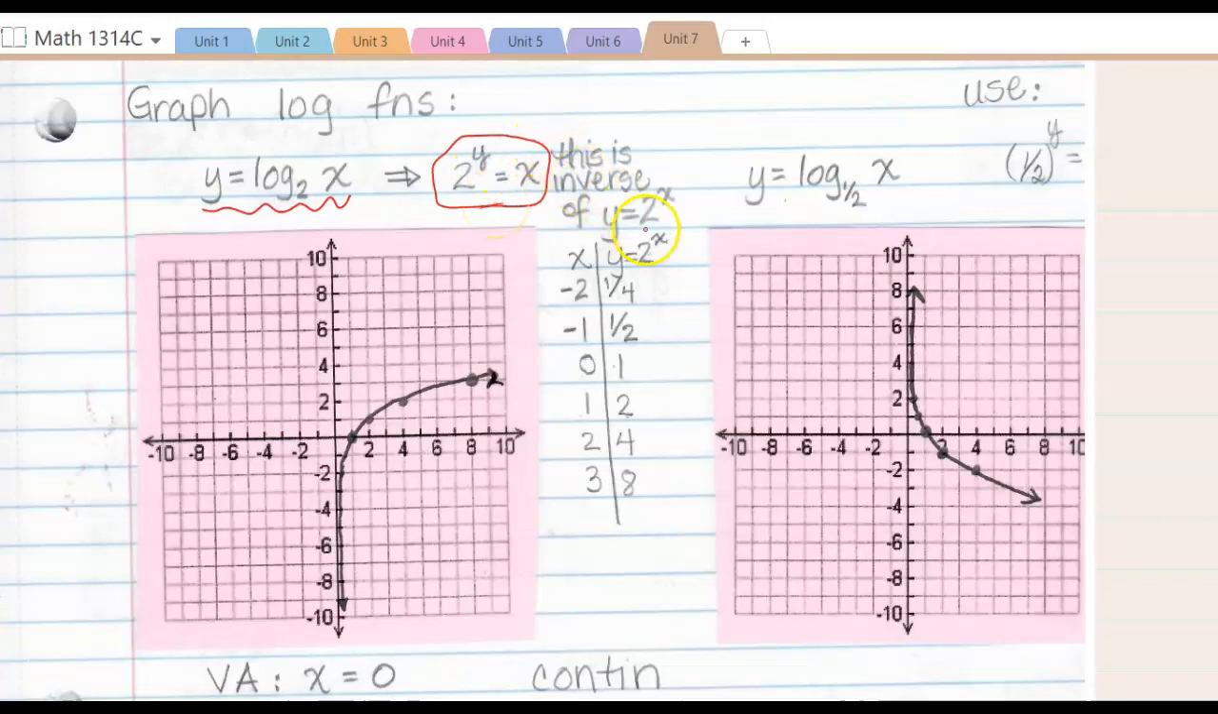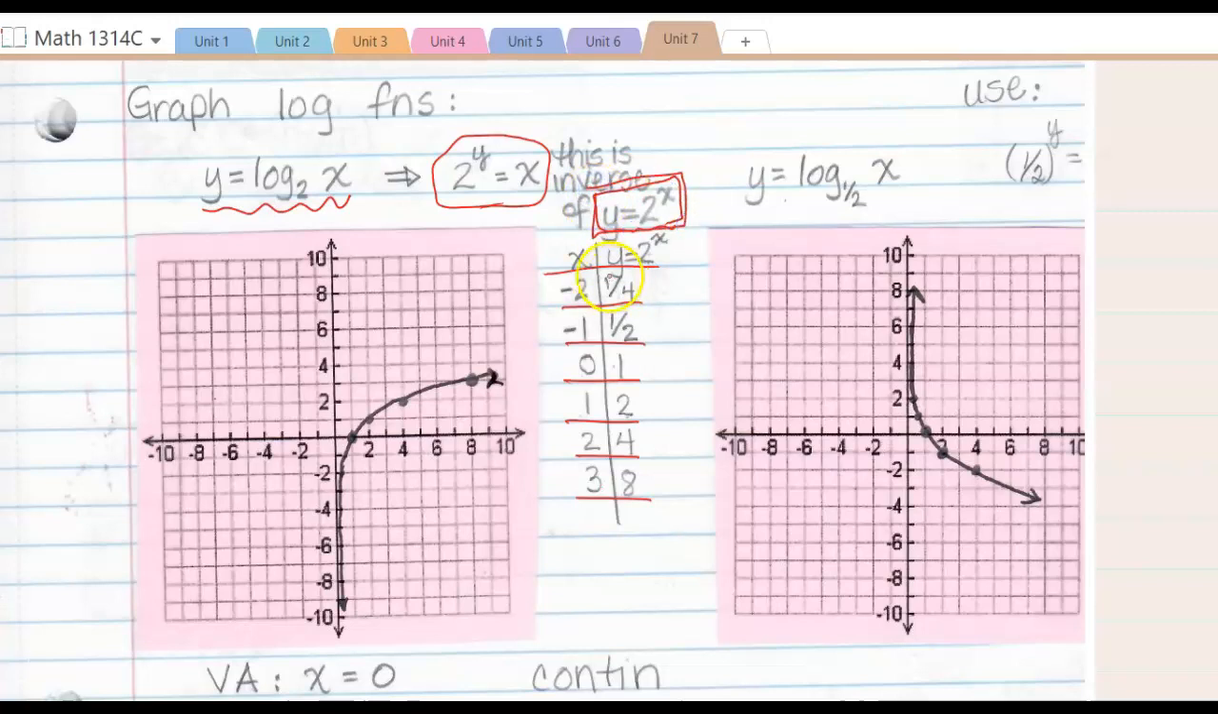What we do know is that the inverse looks like this, y is equal to 2 to the x. That's one of our parent functions, and we can see that these are some of the values that it will have. In fact, we can go back to our parent function page and write down this one for y is equal to 2 to the x power.